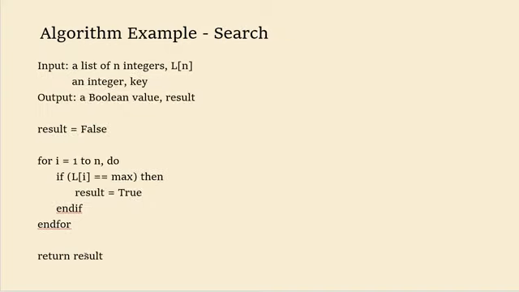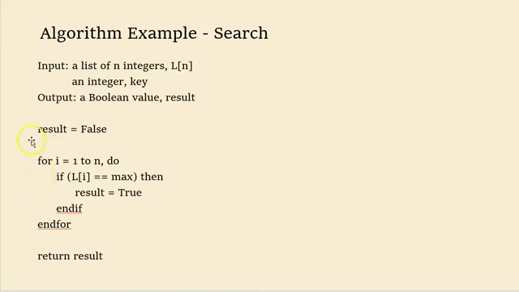Another example, we're going to search. Now we're given a list of numbers, and we're given a number to look for called the key. So our list of numbers is L sub n, and the number we're looking for is called the key, and we're going to return true if the key is in the list, and false if the key is not in the list. Remember, true and false are Boolean values. So our output is going to be a Boolean value. Let's call it result.